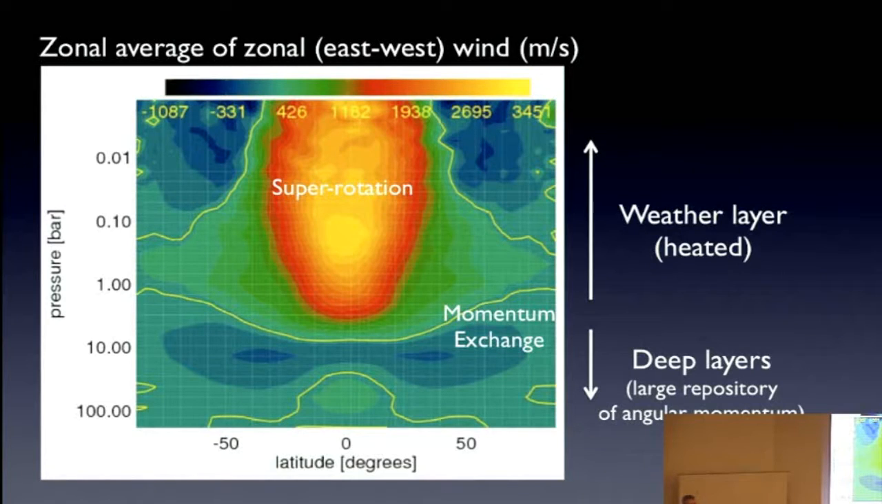I think that's seen rather consistently. And I'll have you notice that there is this area here of negative winds. You see they're blue, so they're negative winds. So you remember I told you superrotation means you pump up angular momentum where there is already a maximum.